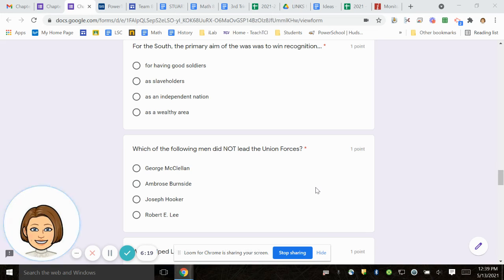Number 13. For the South, the primary aim or goal of the war was to win recognition for having good soldiers, as slaveholders, as an independent nation, as a wealthy area.